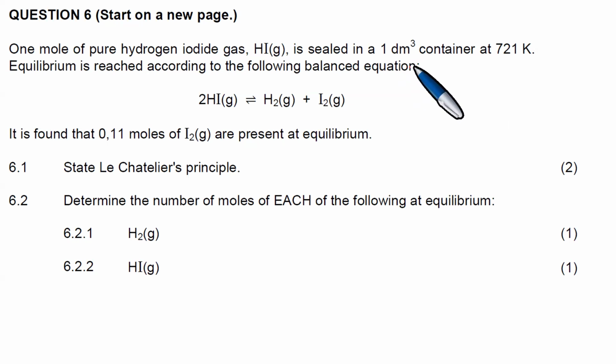Now let us analyze this. At 721 Kelvin temperature, equilibrium is reached according to the following balanced equation. So now you have your hydrogen iodide gas, HI gas, sealed in that volume, a 1 cubic decimeter container, at that temperature of 721 Kelvin. Now let us analyze this together and see what happens. Hydrogen iodide breaks down into hydrogen and iodine at equilibrium. And this is balanced. Why? Because you have two hydrogen atoms and two iodine atoms on the right, and you also have two hydrogen and two iodine on the left. So it's all very good and well.